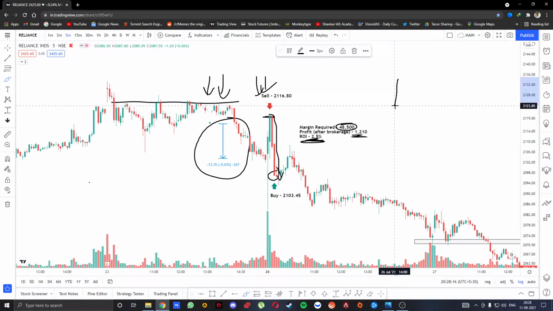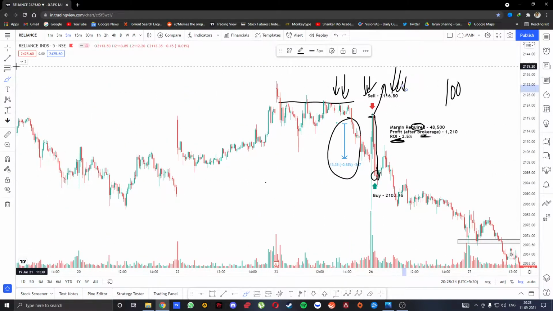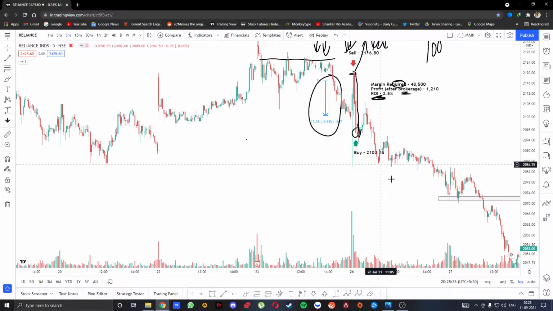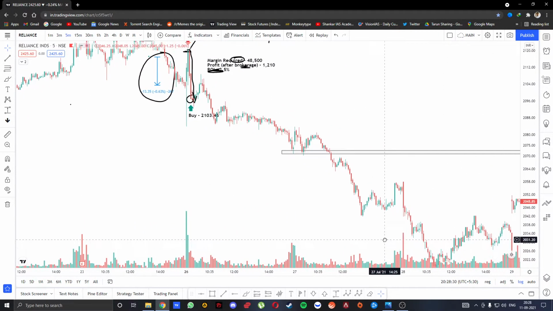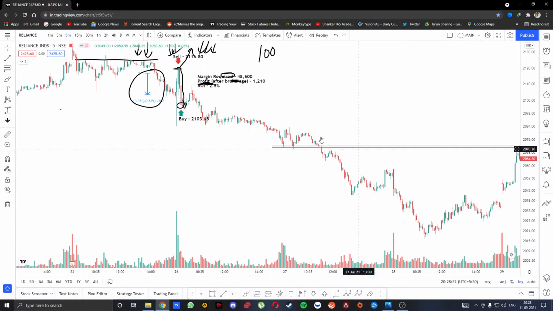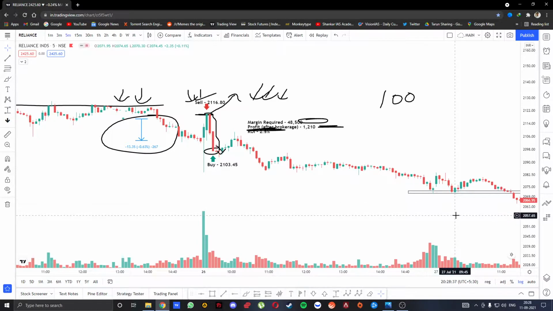Now I entered only 100 shares. If the stock went till here, I would have added like 200 or 100 shares more. So this is my logic. And after that, if I had kept the position, I could have made a lot of money. As you can see, we went down a huge amount. But as you know, in intraday, we don't know about all that. So this is where I exited.